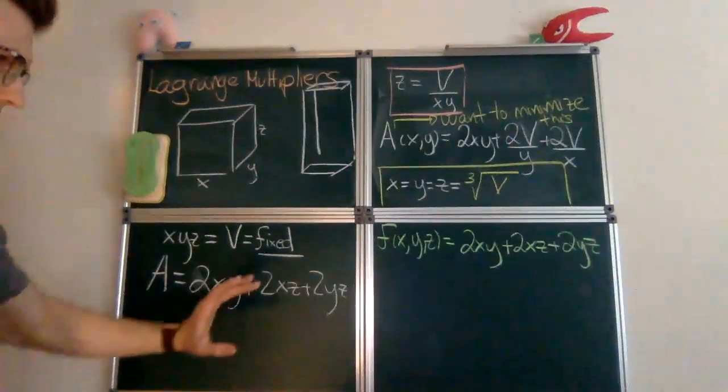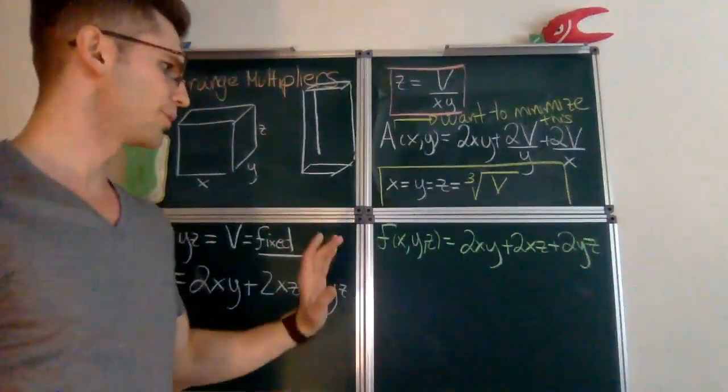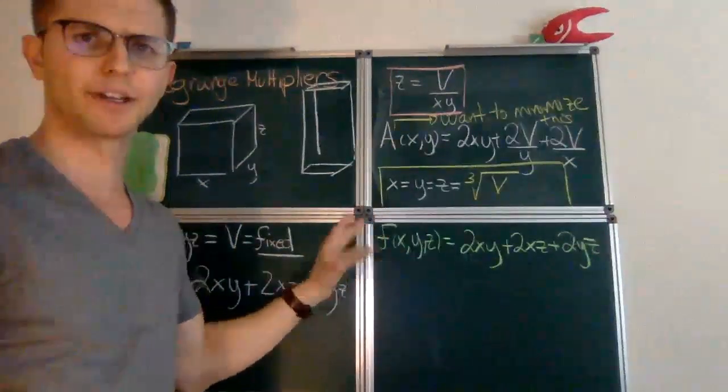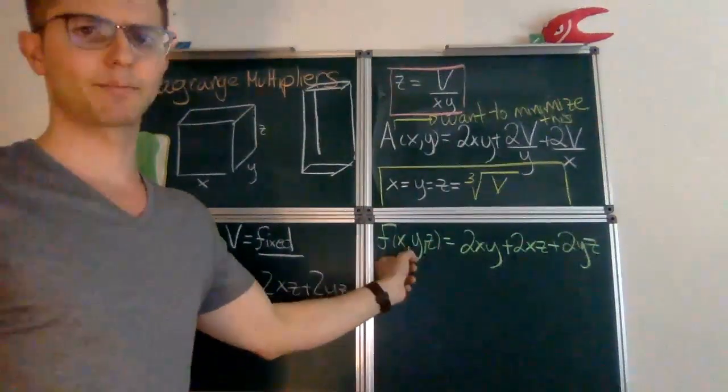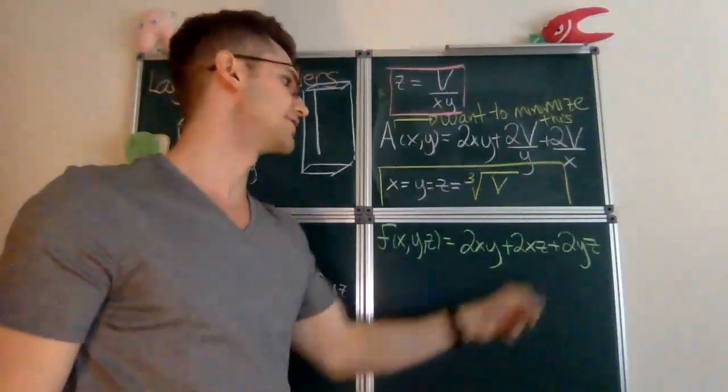Okay, so now you have this function of three variables. For practical purposes, it's convenient again to think of this function f as a scalar field. So maybe this is the temperature at the point x, y, z. So at the point x, y, z, you measure this number.